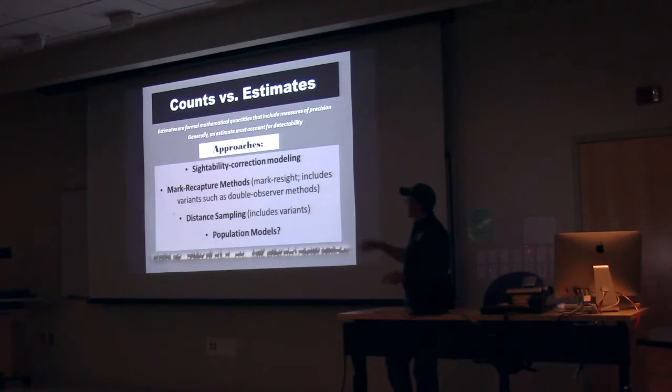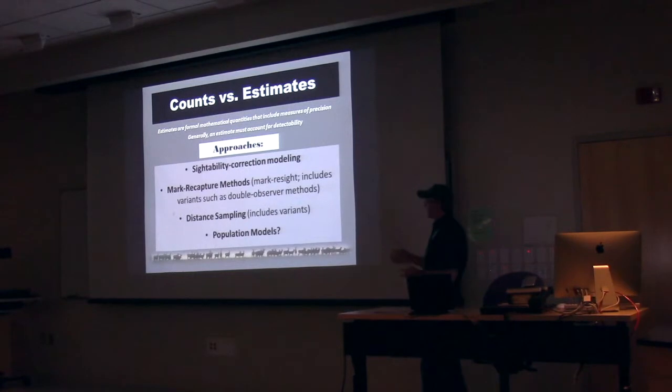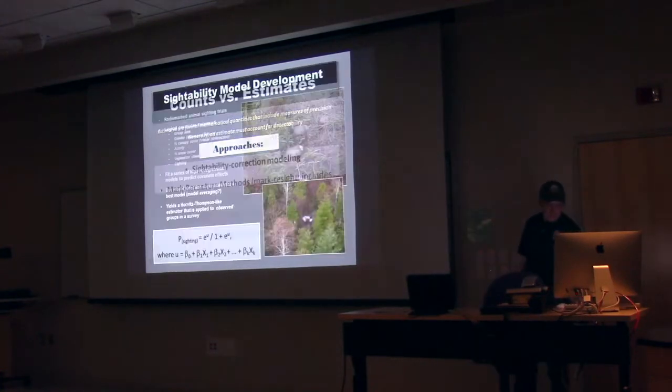Things like double observer methods. You might have read in the paper about using fecal DNA to do estimates. That really is a Mark-recapture kind of approach as well. And then distance sampling, and there are some variants on that too. I'll explain each of those a little bit more. And then, not really quite the same family, we also sometimes employ population models, particularly when direct estimation is not all that feasible.